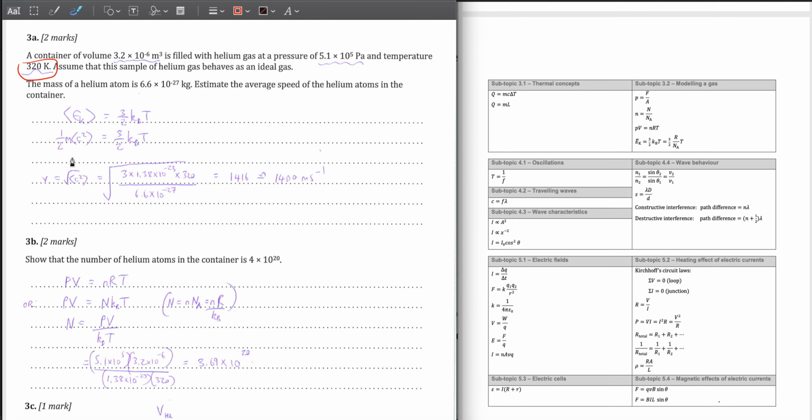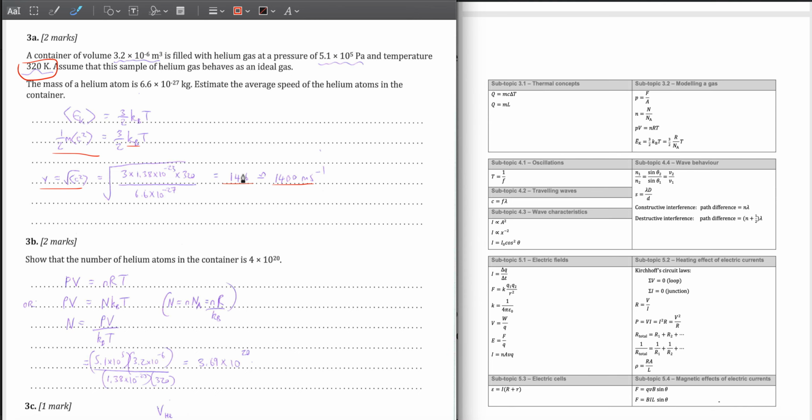What follows is simple working through. We've got a half mv squared. I've called it c squared here. This is our RMS speed. You could call it v squared as well. You wouldn't get any trouble for this. V is just going to be the square root of c squared. And all we're doing is putting in our numbers, kB being the Boltzmann constant, which again can be found in the data booklet. And we end up with a speed of approximately 1,400.